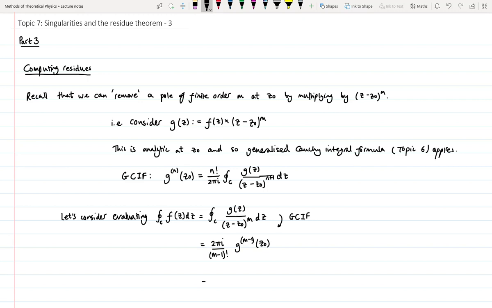I'm going to write this out as a proper derivative, and this is the (m minus 1)th derivative of our function g of z evaluated at the point z naught.